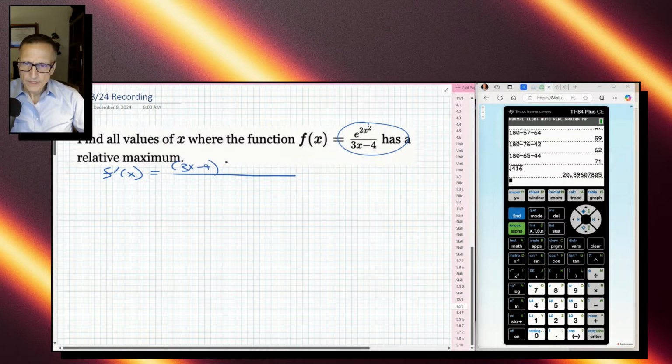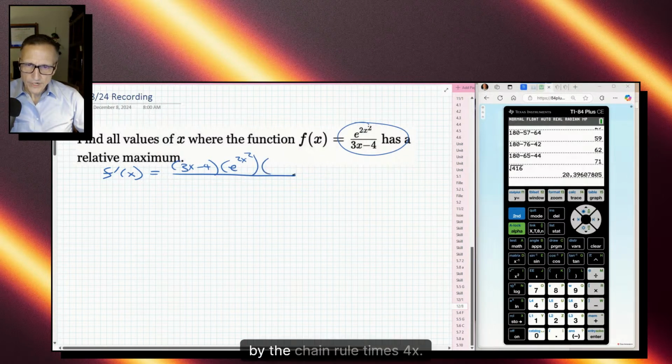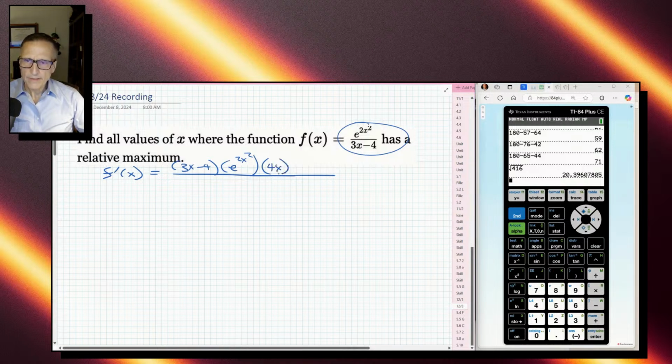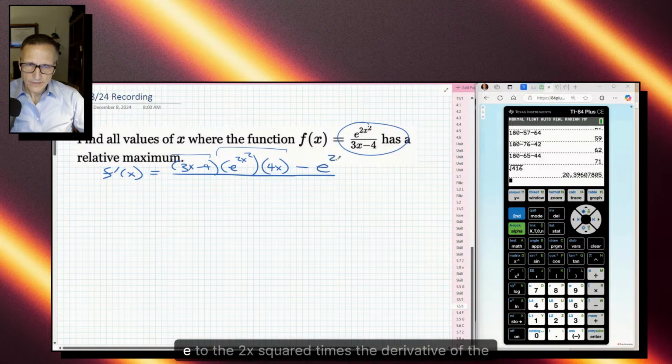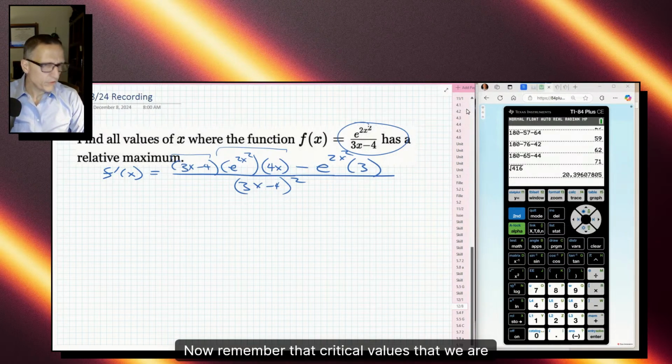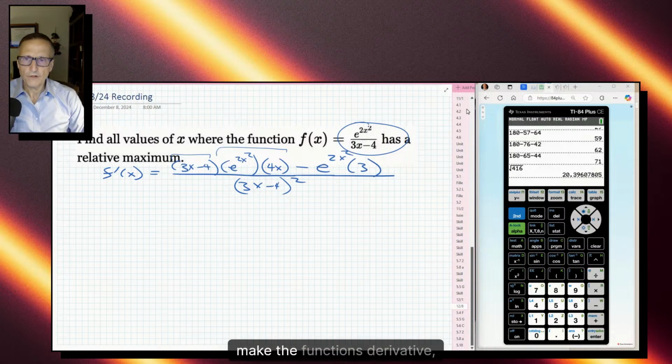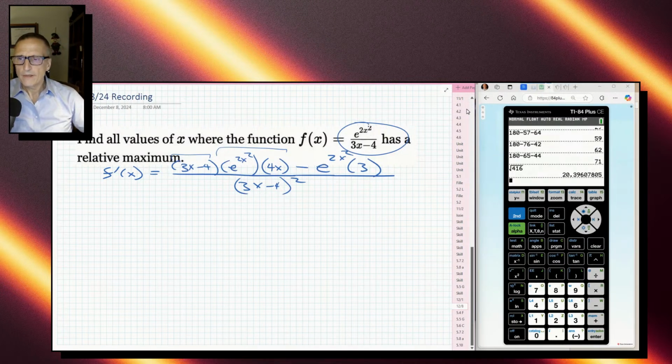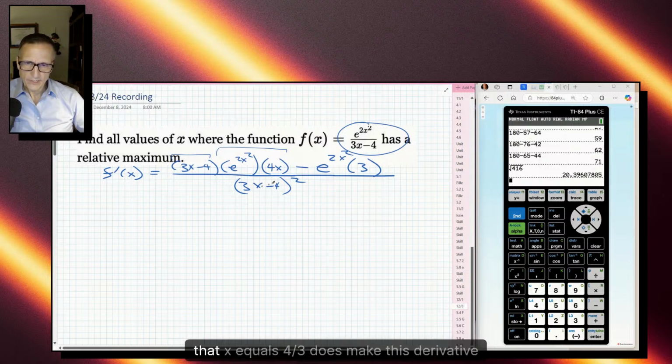Derivative of the upper is e to the 2x squared by the chain rule times 4x. So that is low d high minus high, e to the 2x squared, times the derivative of the low, which is 3, all over 3x minus 4 squared. Now, remember that critical values that we are interested in are going to be values of x that make the function's derivative 0 or undefined. Now, this is the derivative, and you will notice that x equals 4/3 does make this derivative undefined.